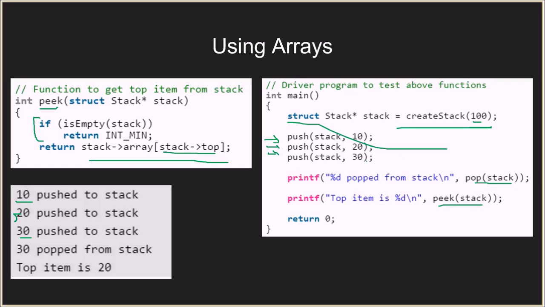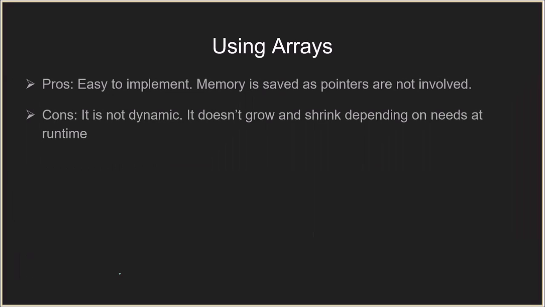Because 30 was inserted last, 30 will be the element which will be popped here. So we get 30 popped from the stack. Then we peek. Peek again gets you the element which is at the top right now. So that will be 20. So that was the implementation using arrays.